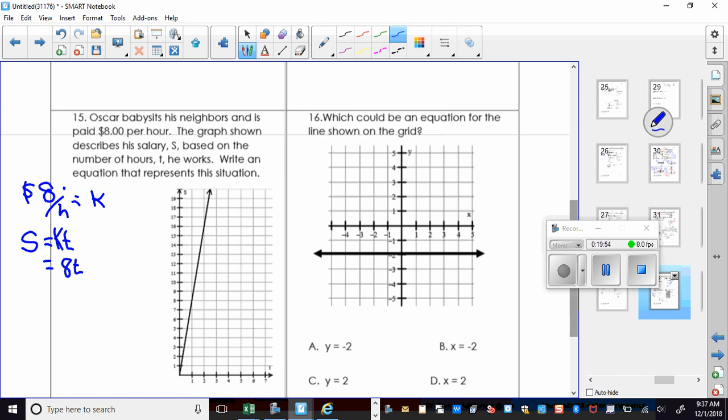Write an equation that represents the situation. His salary equals 8 times the number of hours he works. And we're done.